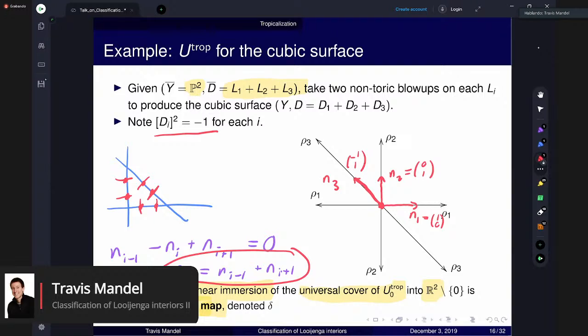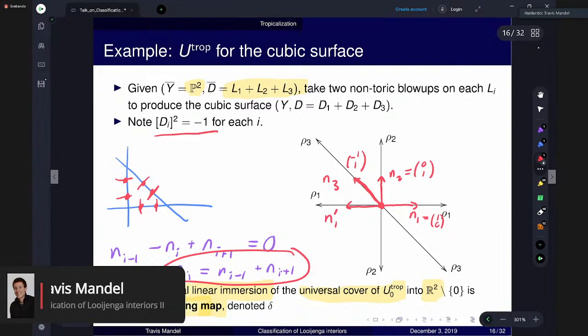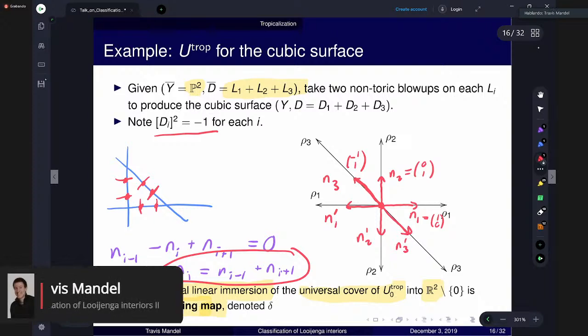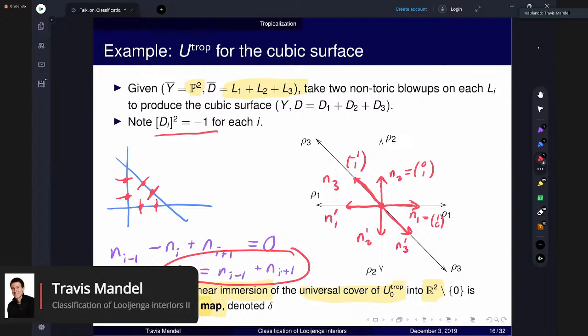And then if you were to keep going, applying the same equation and asking where the next vector goes, you would get that n1 goes over here. Maybe I'll call it n1 prime this time. So this vector plus this one add up to this one. Then you can keep going and get n2 prime, and then n3 prime. And then you can even keep going, and the next copy of n1 would be the same as the first copy. The next copy of n2 would be the same as the first copy. So we can keep going around like that.